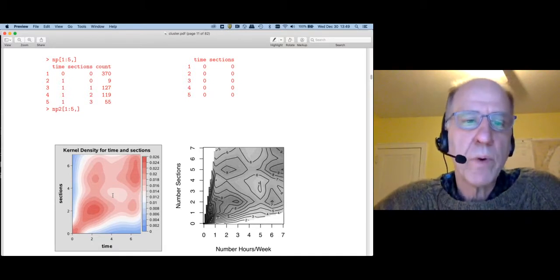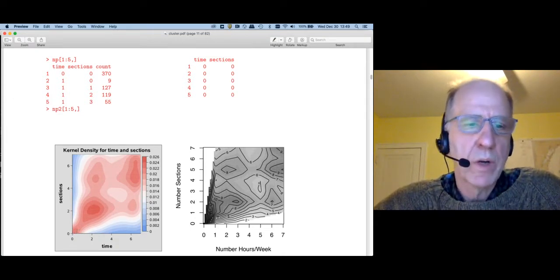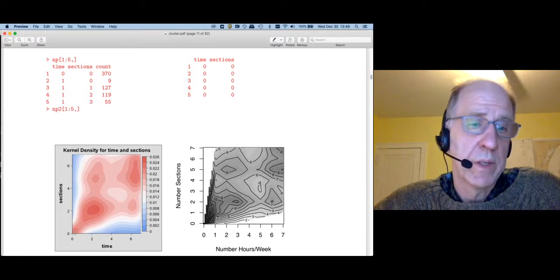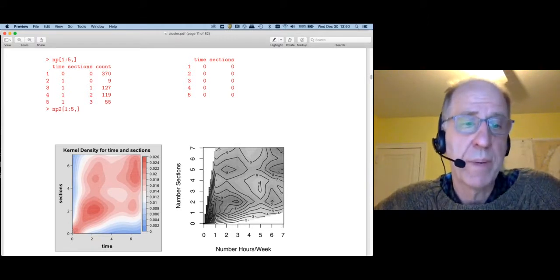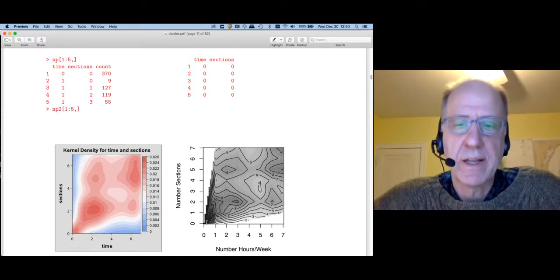The next thing we might want to do is to interpret these different modes. So I have a mode down here that's basically at 0, 0. I would call those non-readers. So they spend almost no time with the paper and they don't read any sections. When you look at the contours off to the right, you're going to see that's kind of like Mount Everest. This is a really high peak.